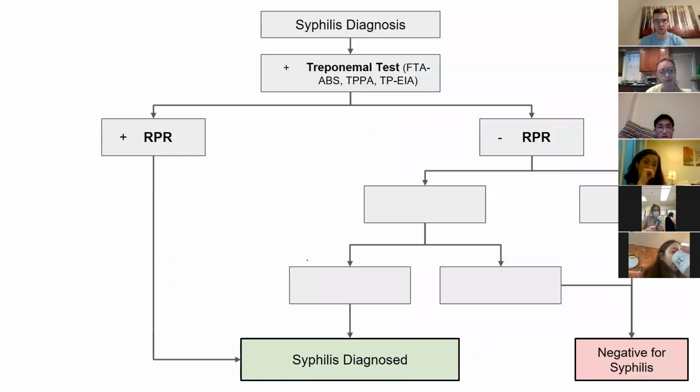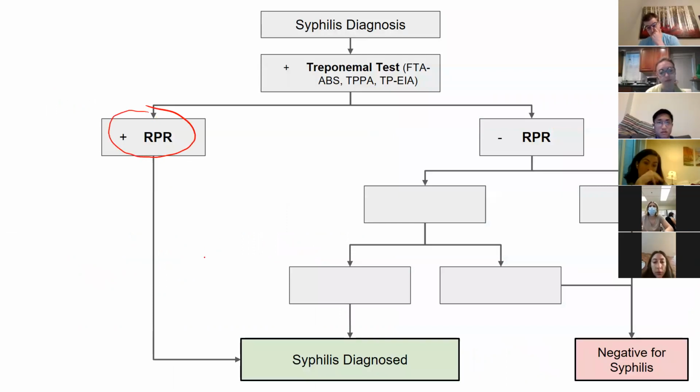Like I said, we start off with the FTA-ABS. If they have a positive FTA-ABS and a positive RPR, you're pretty much good. Syphilis diagnosed. That means they've had it before and they've probably had it pretty recently. In some cases this may not be helpful: if they had a very recent diagnosis of syphilis and were treated, their RPR will stay positive for a while. But for almost any case of someone that does not have a recent history of syphilis, if you have a positive FTA-ABS and a positive RPR, you're good to go.